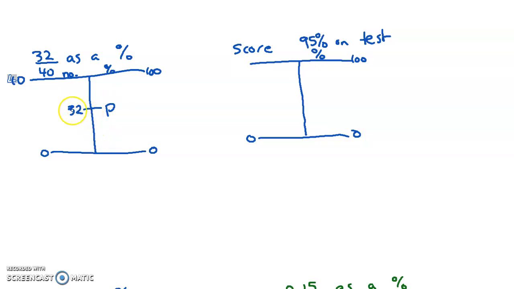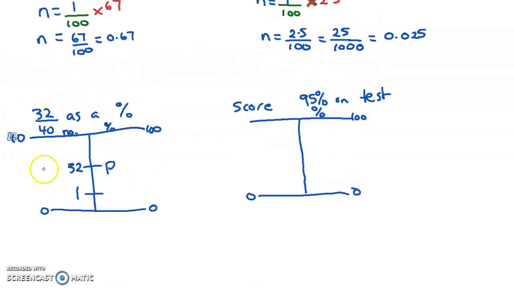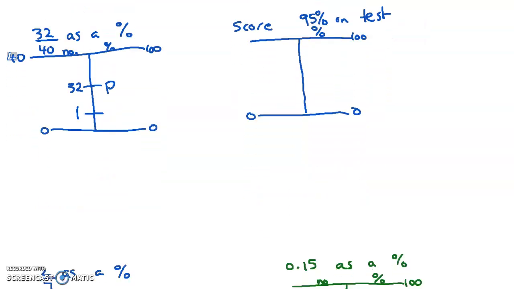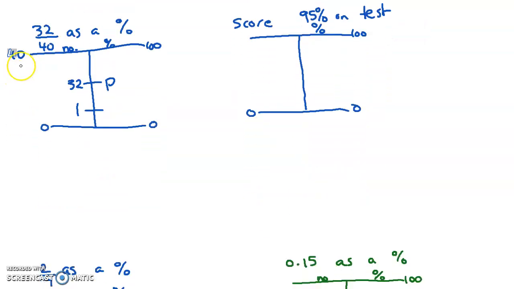So now let's see, I've got to get a 1 somewhere here. So is it on the side where I know both things, or is it on the side where I don't know stuff? It's on the side where I know both things. So I want to work out what 1 mark is worth. So how does 40 marks become 1 mark? It's a divide by 40.